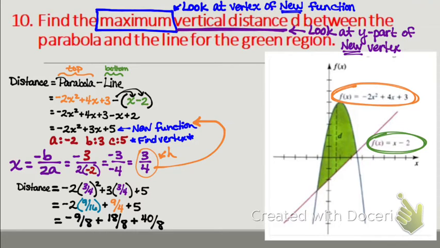It would be 20 over 4, but because I have the over 8s, because I can't reduce that one at all, I'm going to put it over 8. But yes, you were absolutely correct. What do I get when I simplify that? 49 over 8. So this right here is our maximum vertical distance.